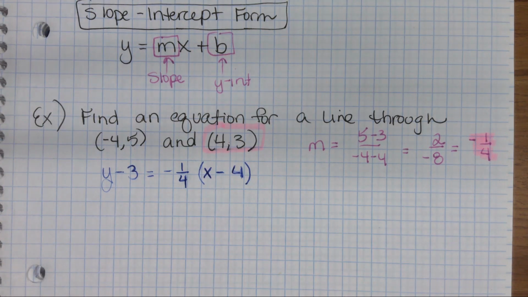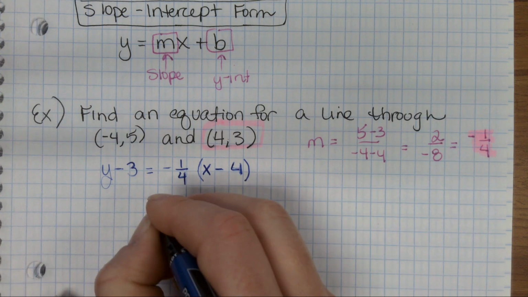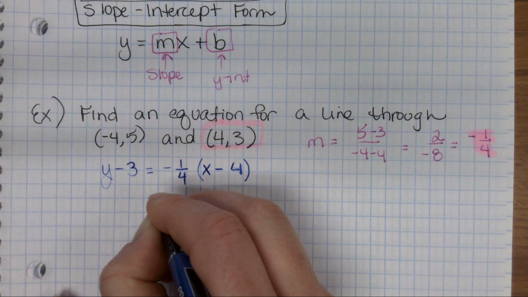If you feel comfortable, would you write the other slope form, or point-slope form, below it? If you feel comfortable doing it, would you use the other point and try to do it? I'll give you a chance to try. If you don't feel comfortable, just wait and then I'll do it in a minute.